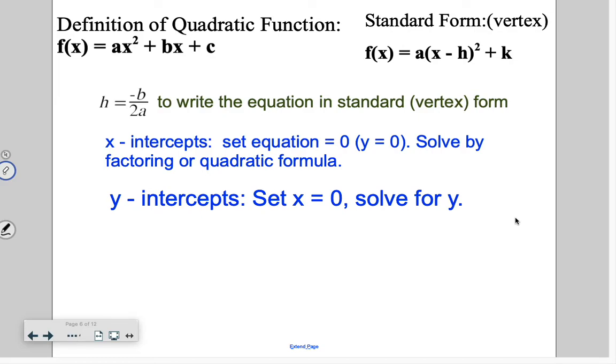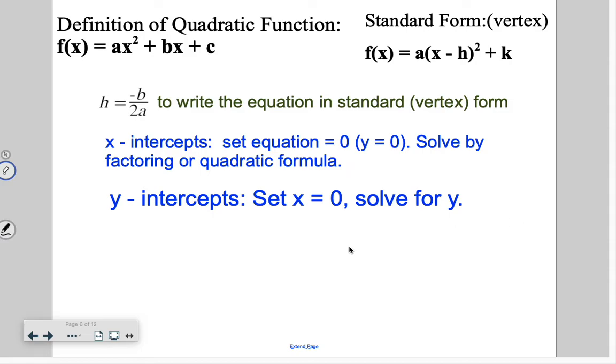Isn't the y-intercept just c? It is. Matter of fact, if you take x equals 0 and plug it into the standard form, well, that first term's going to go away, second term's going to go away, therefore your y-intercept is c in the standard form equation.